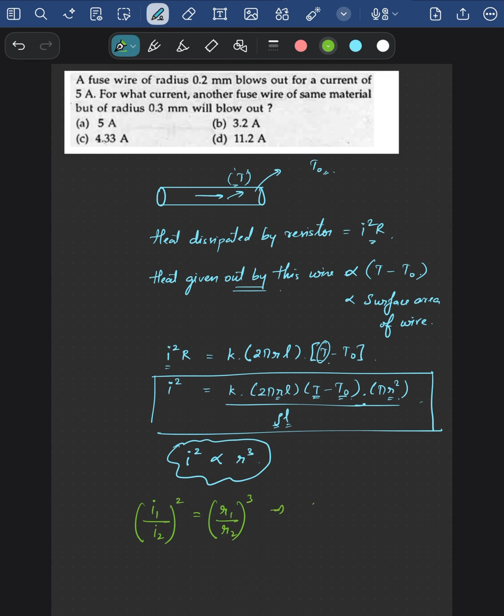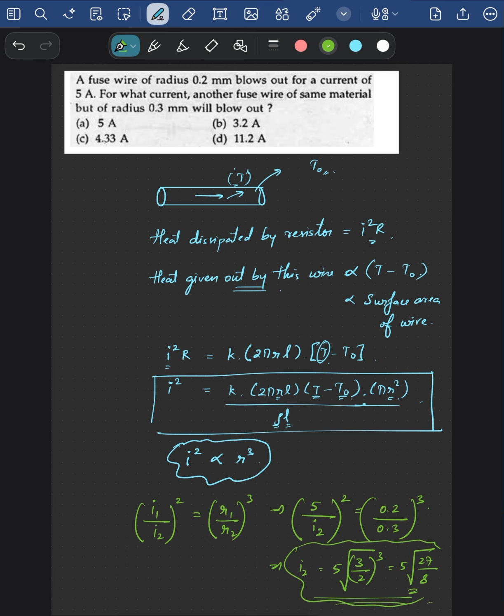What was my current in the first case? It was 5. The current in the second case is what we need to calculate. So that will be equal to 0.2 millimeters divided by 0.3 millimeters, whole cube. So we get I2 equal to 5 into the square root of (3 by 2) whole cube. This value will be equal to 5 into the square root of 27 by 8. This option is not there in the question, but this is the right answer for this question.